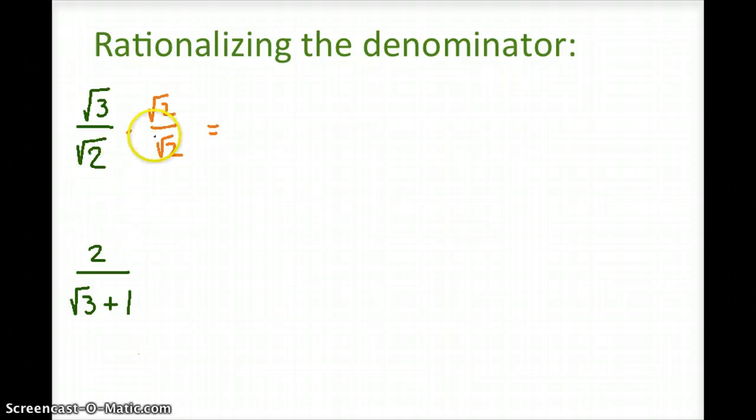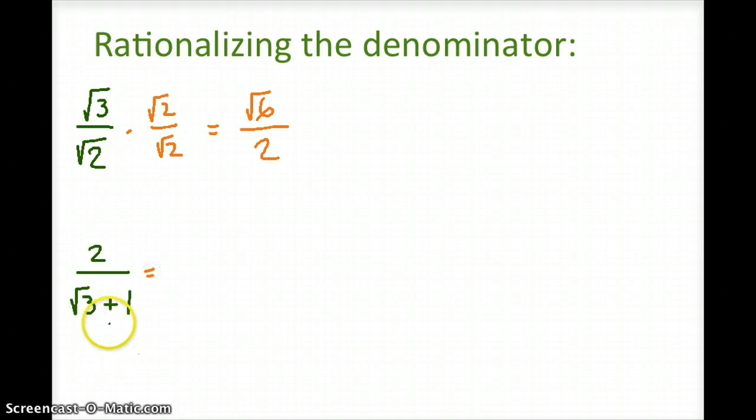But the reason why we multiply it by this is because in the denominator, when we multiply root 2 times root 2, we get 2. So then we get rid of the radical, and that simplifies the fraction. So then root 3 times root 2 is just root 6. So this is our answer, and this is a simplified form of the equation.